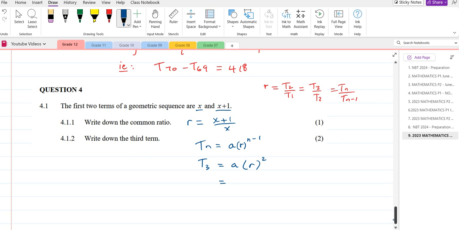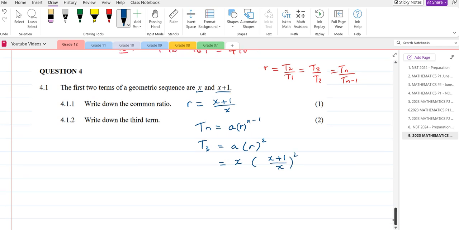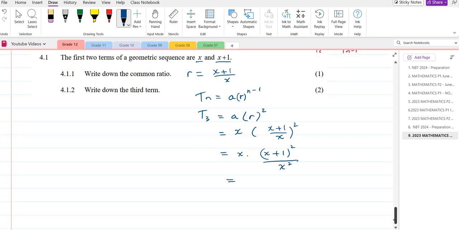A, what is a? x. The first term is x. What's r? x plus 1 over x. And we're going to square that, so we're going to simplify this now. x times x plus 1 all squared over x, which is over x squared, because we're squaring the numerator and squaring the denominator. Now x and x cancel out, so you're just going to have x plus 1 all squared over x. I hope you guys are understanding. Moving on to the next problem.